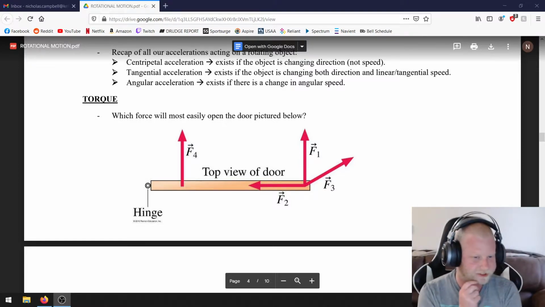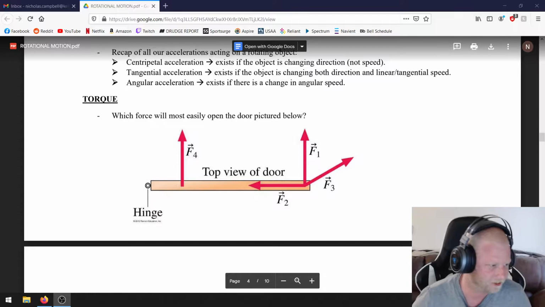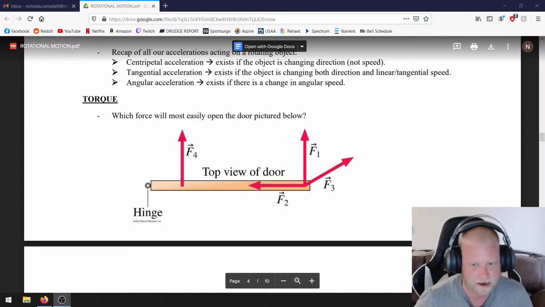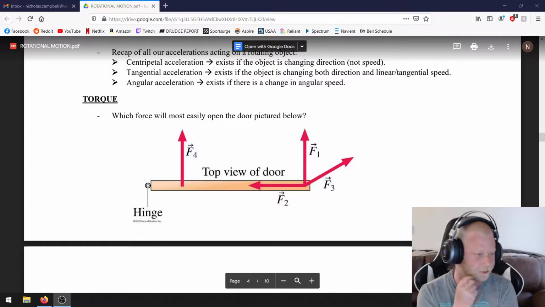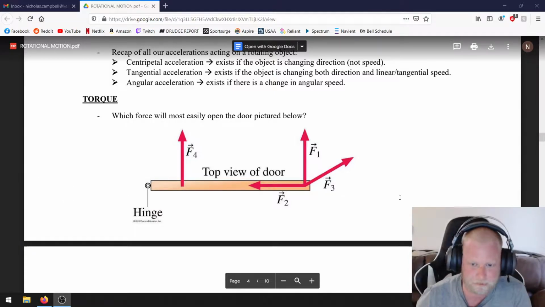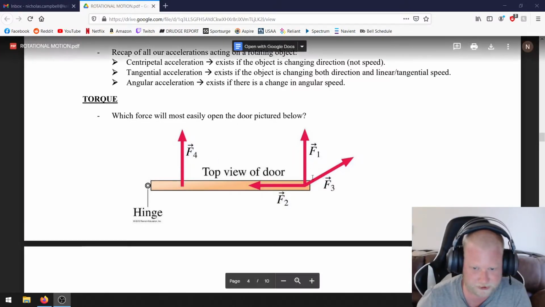So, for instance, let's take a look at this image. We've got four different forces acting on this door. Now, test it out on a door in your home, or just use common experience. Which force is most easily going to open the door? Well, force 1, obviously, right? Now, force 4, it will open the door, but you're going to have to apply a larger force than force 1 in order to get that door to rotate.